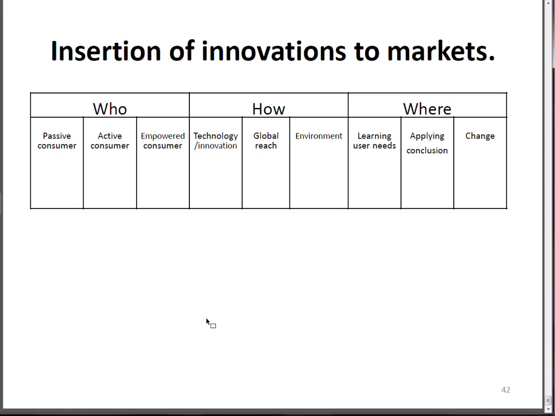So, insertion of innovation into the market. This is block 4, and the book was talking about who is involved, the consumers. I was talking about how technology and innovation compare to global reach and the environment, and where. Here I'm referring to learning the needs of users, applying conclusions, the pitfalls we've made, the policies we came up with, and the ability to change and bring change to the market.